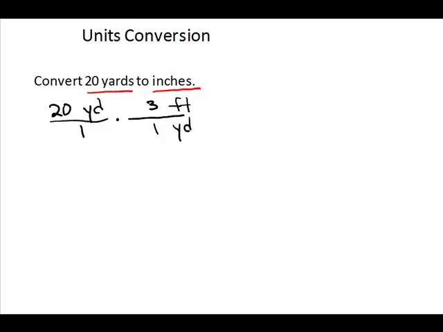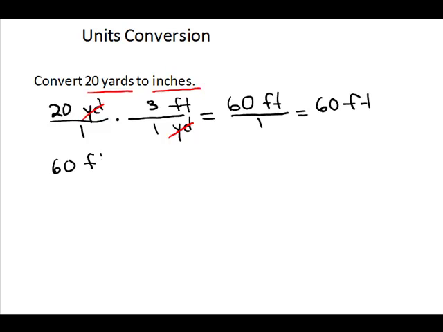And now if we work it out, we can cancel the yards on the diagonal. And then we have 20 times 3 will give us 60 feet. 1 times 1 gives us 1 in the denominator, which is still the same thing. So 60 feet. Now we can go from 60 feet to inches. So we can do it as a two-step problem.